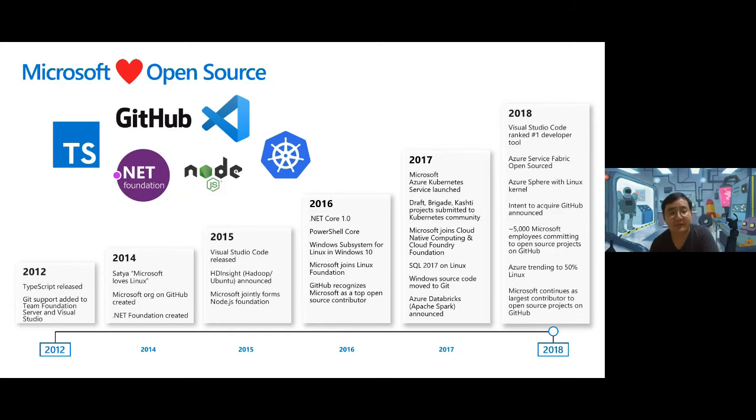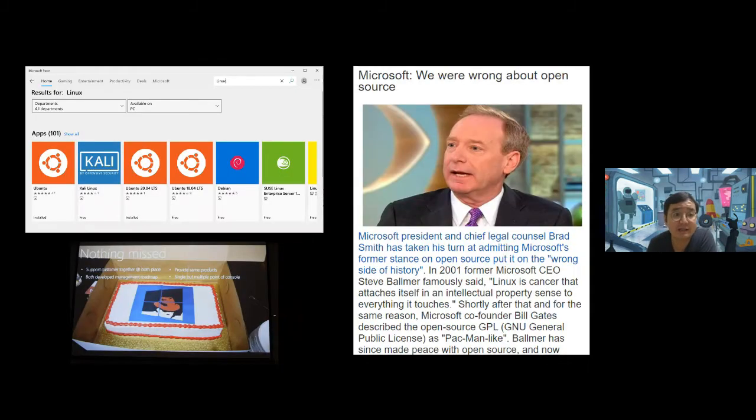So today I'm using Windows 10. When I search for Linux on the Windows App Store, I can see lots of interesting results. This is Ubuntu, this is Kali Linux, this is Ubuntu 20.04 and Ubuntu 18, or Debian, SUSE Linux, or many other Linux distributions.